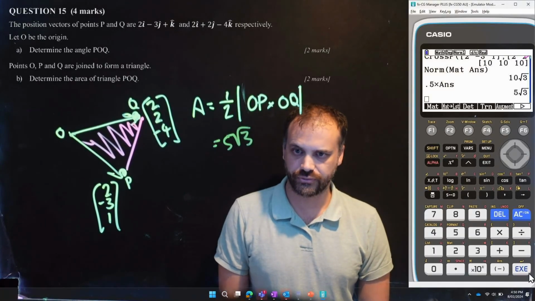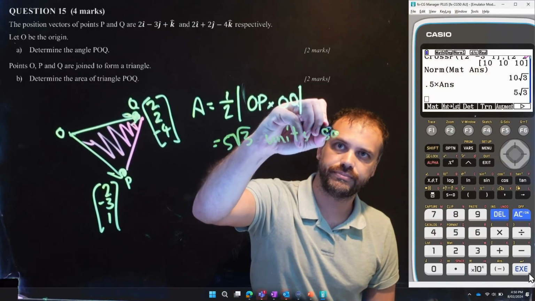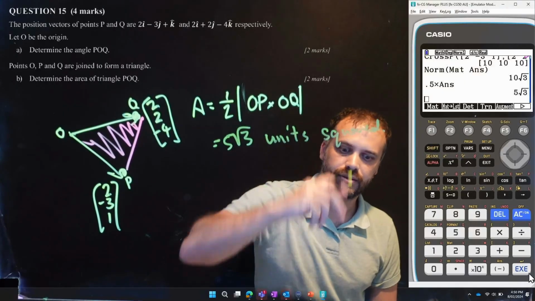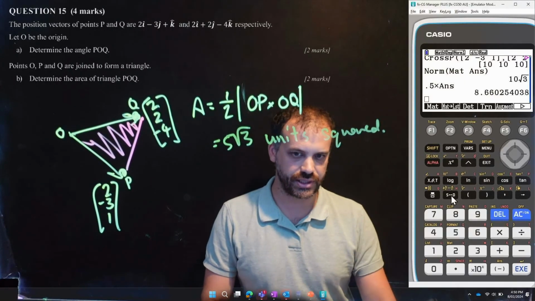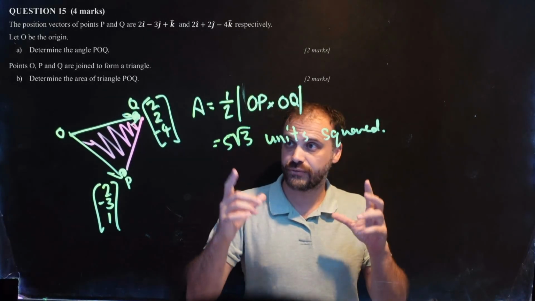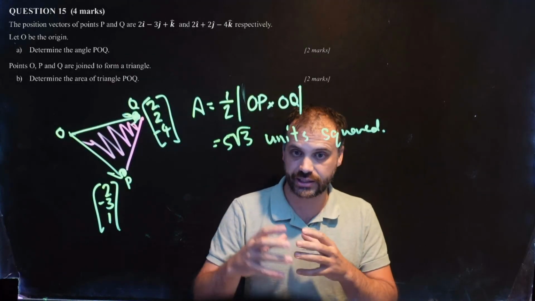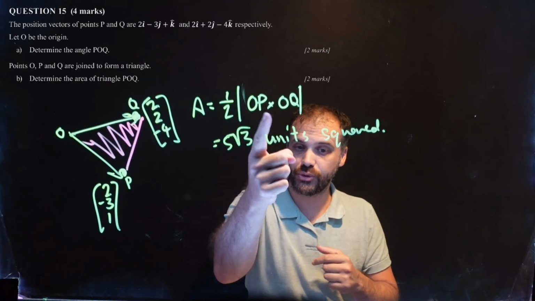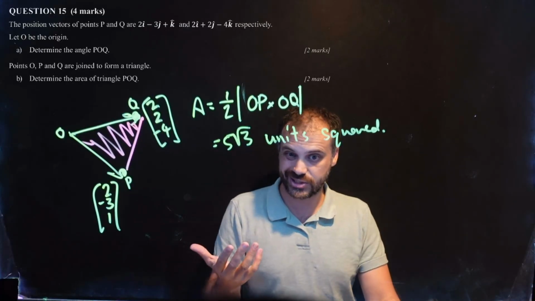Determine the area of triangle POQ, 5√3 units squared. What's that as a decimal? 8.66. Okay, that's the ball game. You can see I've gotten 2 marks. I've barely put much ink on the page. This is tech active, just enough to show that you know what you're doing, and then you're putting things into your calculator and getting answers spitting out.